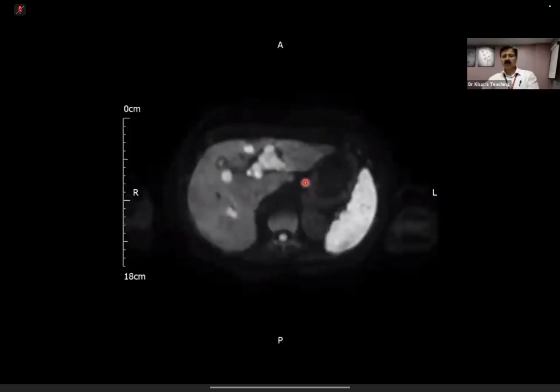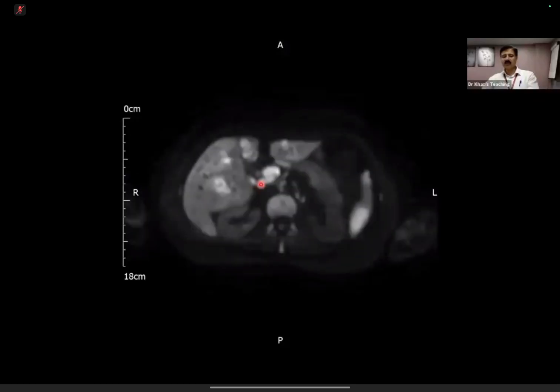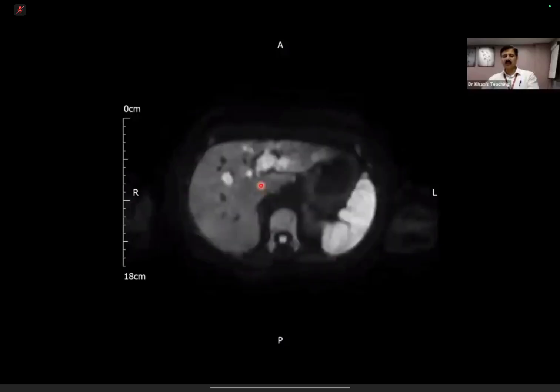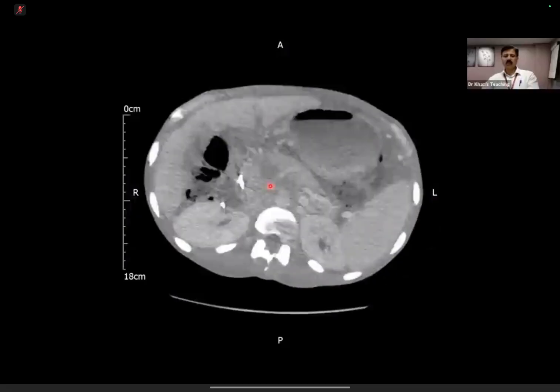You see how beautifully it highlights. And this is an exam case, and it has come in the exam many a times. Tumor thrombus. On ADC, it shows restricted diffusion.